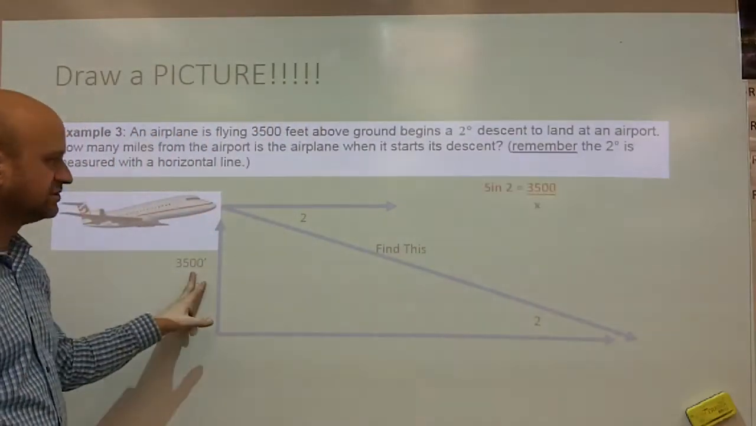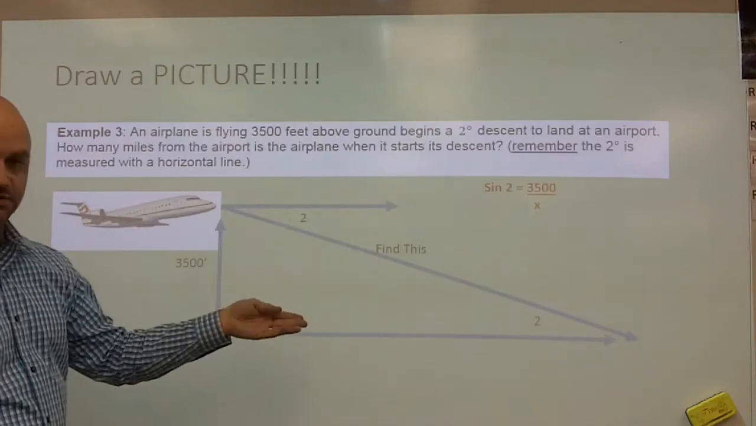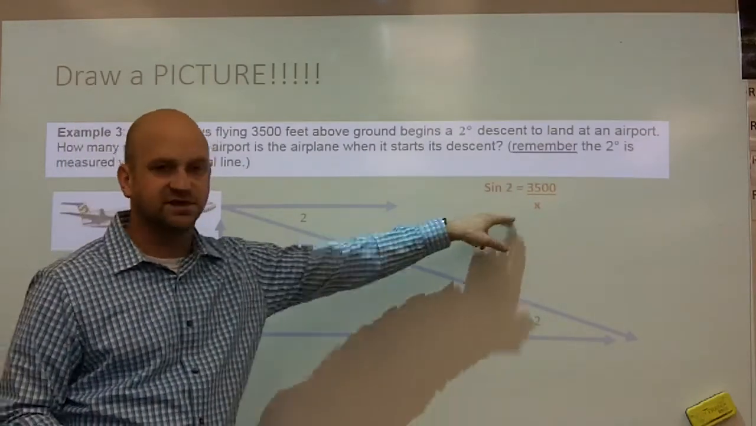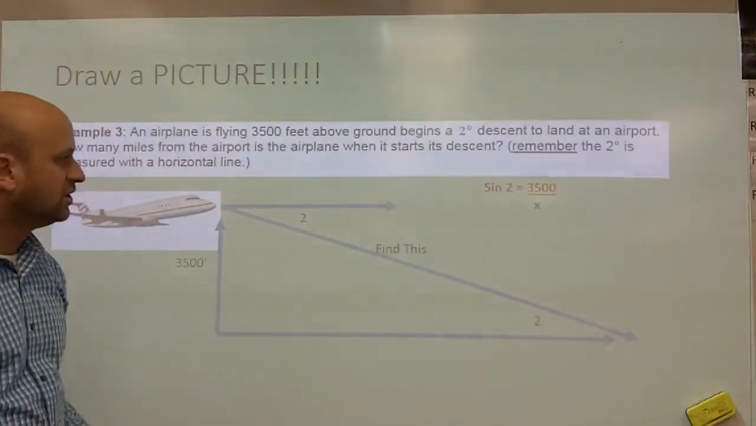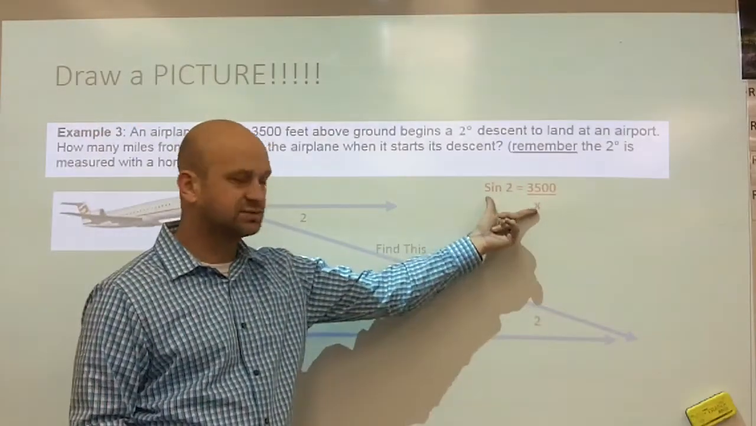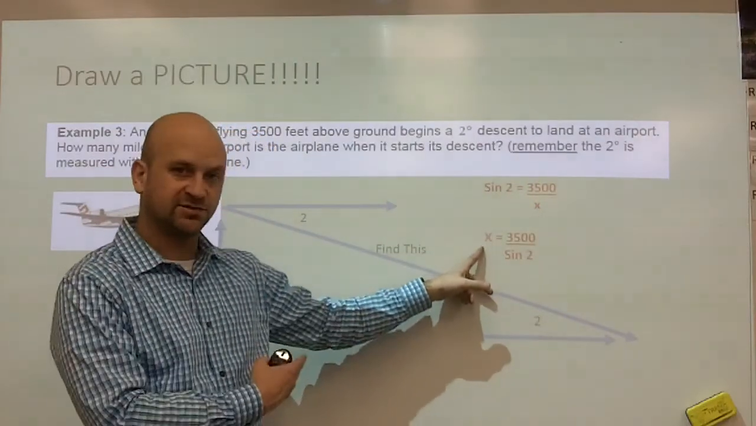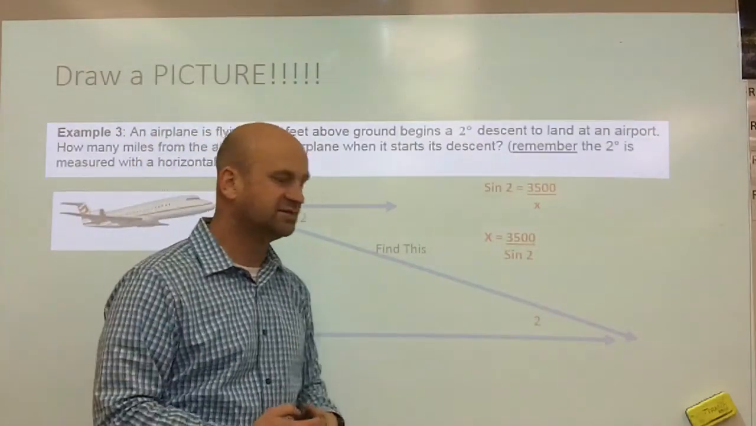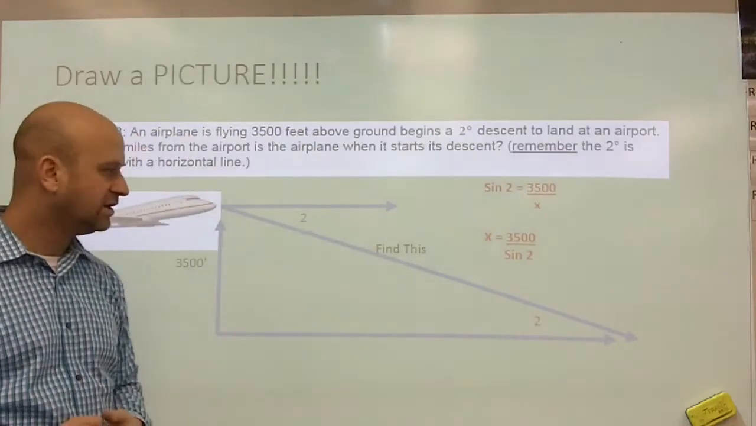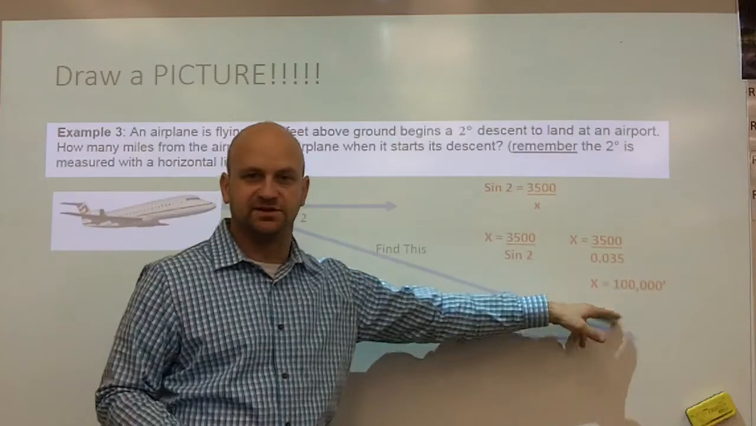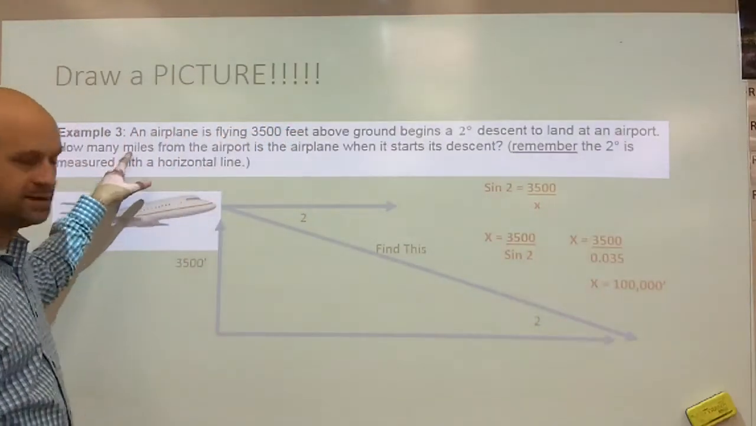So in this case, we're going to use sine. So we're going to do sine of 2 degrees is equal to the opposite divided by hypotenuse, in this case, which is going to be our variable. Because the variable is on the bottom, we want to switch places with the trig value. So we're going to end up with the variable x equaling 3,500 divided by the sine of 2. In which case, we're going to get 100,000 feet. However, if we go back here, they want how many miles?